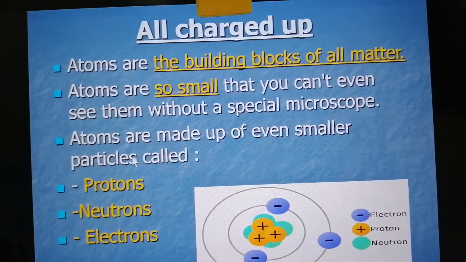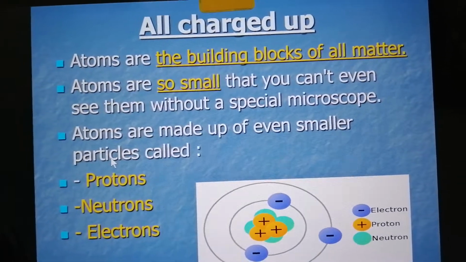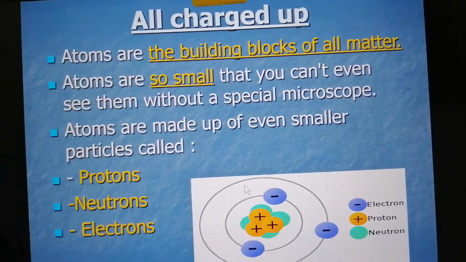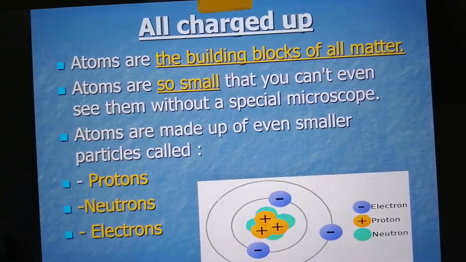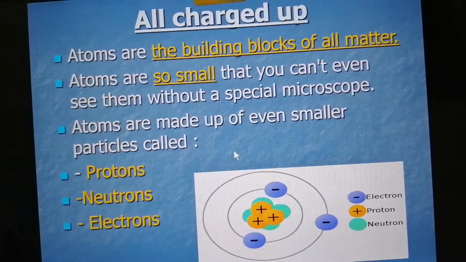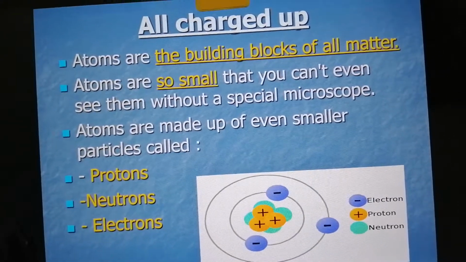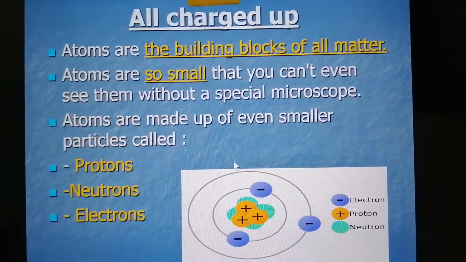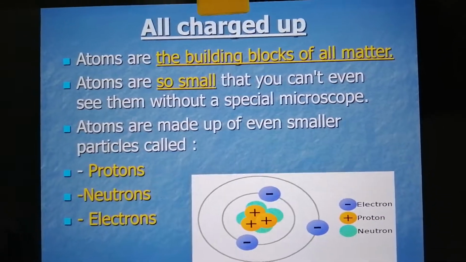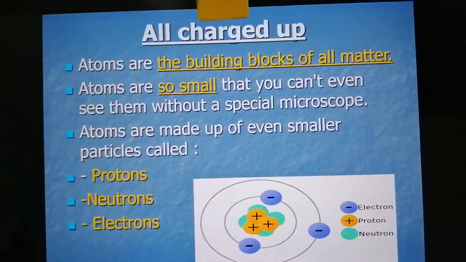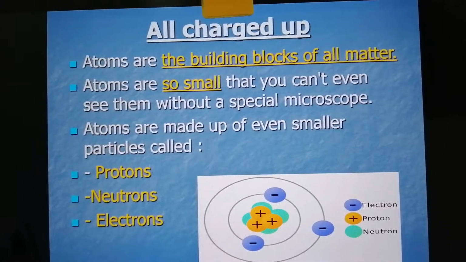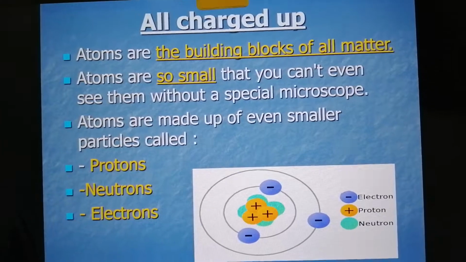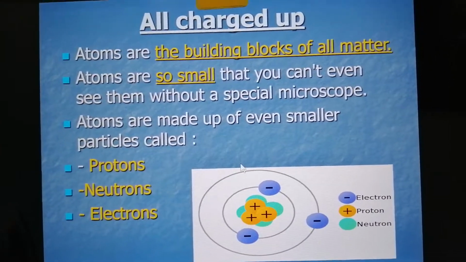They are made up of three smaller particles known as protons, neutrons, and electrons. This is the picture of an atom, a particle of an atom, which is very, very small. We cannot see it. We can see it only under special microscopes. Everything around you is made up of atoms. Even us. The chair, the desk, the book, the pencil case, everything around you is made up of atom particles.